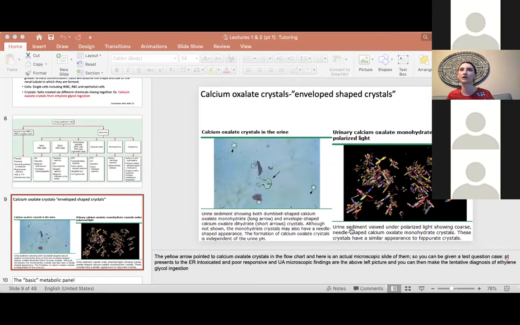Oh, and by the way, doctors don't ever look at urines. The lab does, and so you just trust them on what they see and hope it's right. I mean, it should be right.